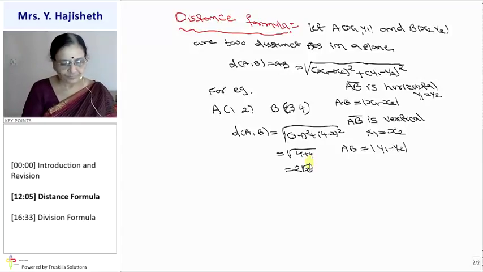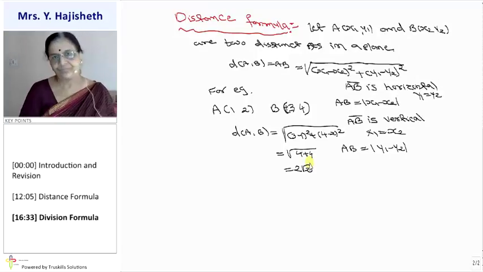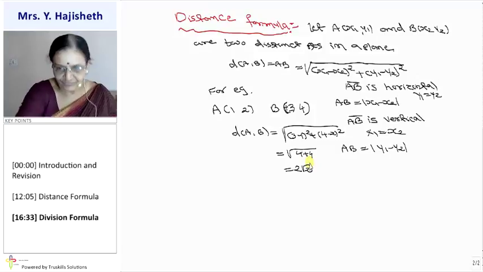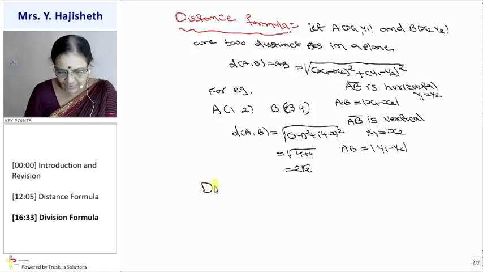Now, we are taking another concept. How do you find the sectional formula? What is the division formula? You have learned only external division in 10th. Now here we are doing external and internal both. Suppose you are given 2 points, division formula. We are talking about the division formula.